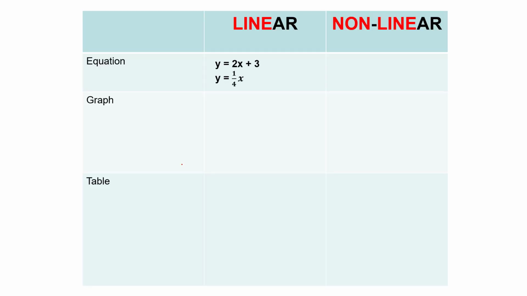So in the linear column, we have equations that look like this. Y equals 2x plus 3, y equals 1/4 x. Now I highlighted the 1/4 x. This we should remember from last year as direct variation. Direct variation is always going to show up in the form y equals kx, where k is representing our rate of change. We're going to talk about this other form of the equation a little bit later this week, so I'll leave that for right now.